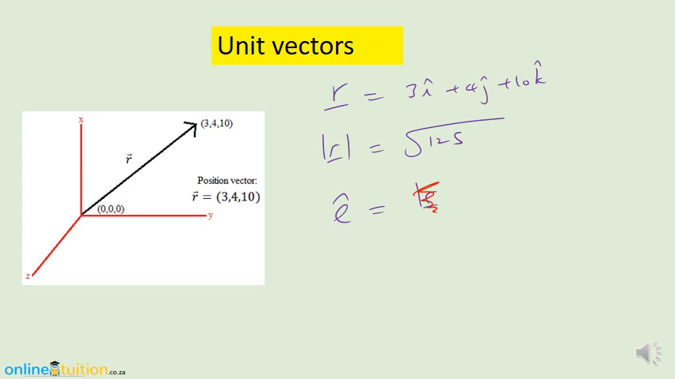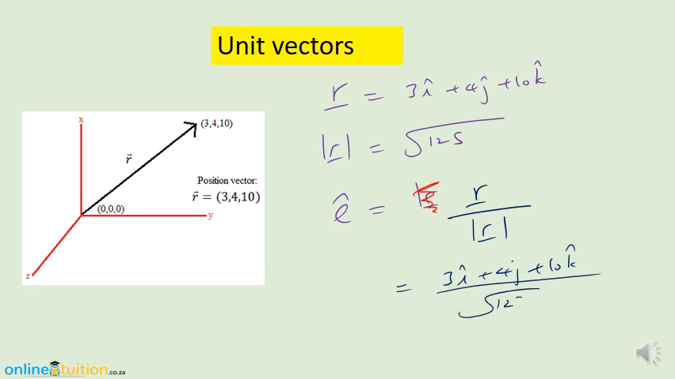The unit vector is actually the vector itself divided by its magnitude. The vector itself divided by its magnitude, so that would be 3i plus 4j plus 10k all over the square root of 125. Now it is very simple to verify that the magnitude of this vector, please check this, the magnitude of the vector is exactly 1. Okay, and I think that's extremely important to know as well. So the unit vector just provides us with direction.